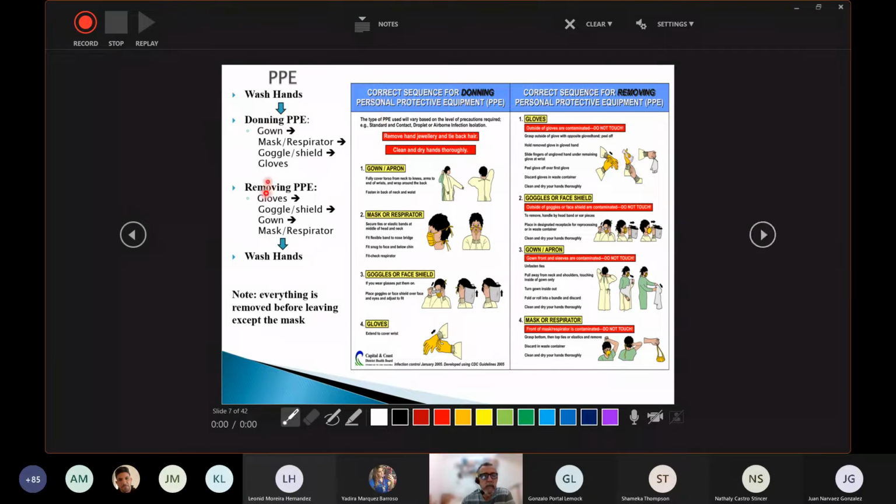Remember the order of donning and removing the PPE. You need to memorize. It's very easy. Use this that is in the PowerPoint. This is CDC. This is the one that the NCLEX uses. Okay, so donning is put on, and removing. So put on first the gown, then the mask or respirator, then the goggles or shield, and the last the gloves. To remove, first the gloves, then remove the goggles or shield, then the gown, and then the respirator. Okay, and wash your hands. That's it. This is what you need to know.